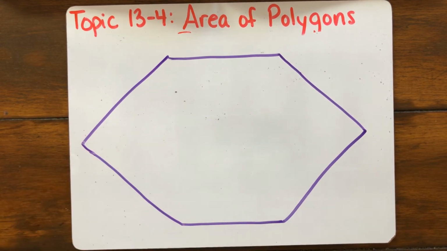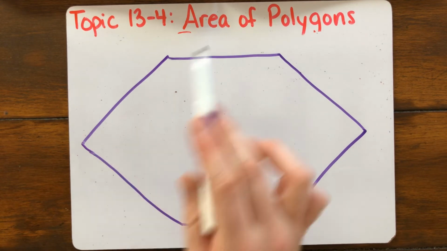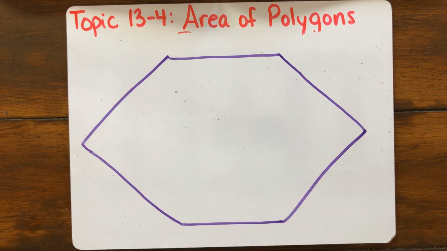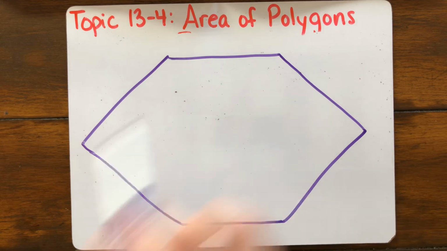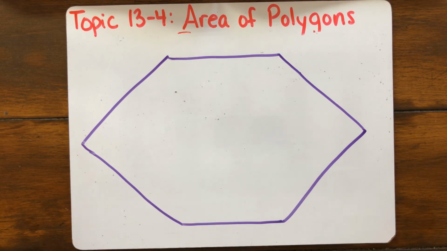All right, so we're given this shape. It has 1, 2, 3, 4, 5, 6 sides. Do you remember what a shape with 6 sides is called? Well, it's called a hexagon. All right, so we are given a hexagon, and we're actually given some dimensions.